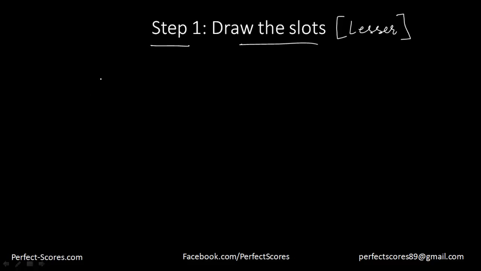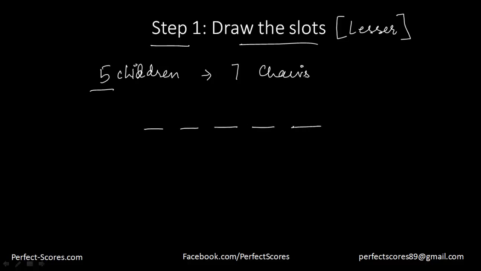So let's suppose the question was that there are 5 children, right? And these 5 children want to sit on chairs which are arranged in a row. Let's suppose there are 7 chairs, right? So you're going to have 5 slots now: 1, 2, 3, 4, 5, and you're going to multiply each slot on its way. Now, in how many ways can the first child sit? He can sit in 7 chairs.